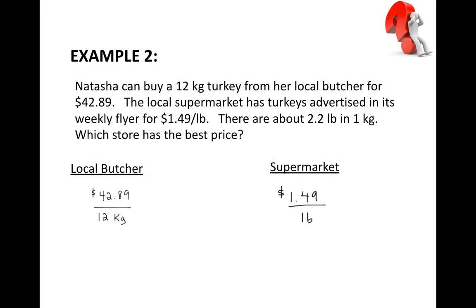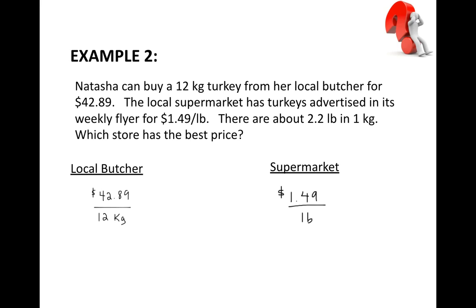So if we start with our information, we're going to want to pull out what we see there. At the local butcher, we're going to pay $42.89 for 12 kilos. And at the local supermarket, you're going to pay $1.49 for 1 pound.